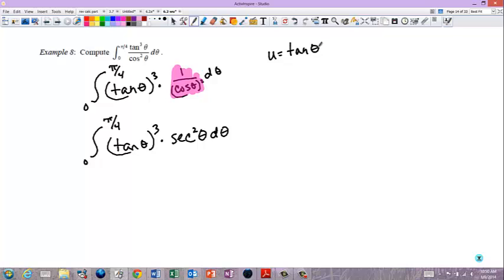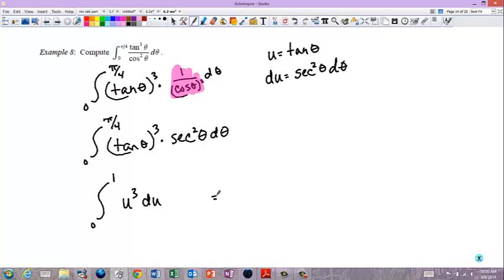If you let u be tan, du is secant squared. It says direct substitution. You don't even have to do anything to make it go away. So it's just u cubed du. But you do want to go ahead and change your limits. At pi over 4, if I fill in pi over 4, tan of pi over 4 is square root of 2 over 2 over square root of 2 over 2, which is 1. And at 0, tan of 0 is 0.